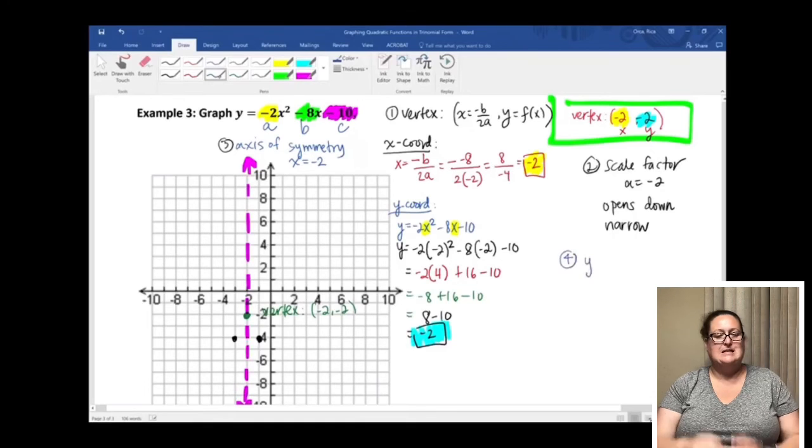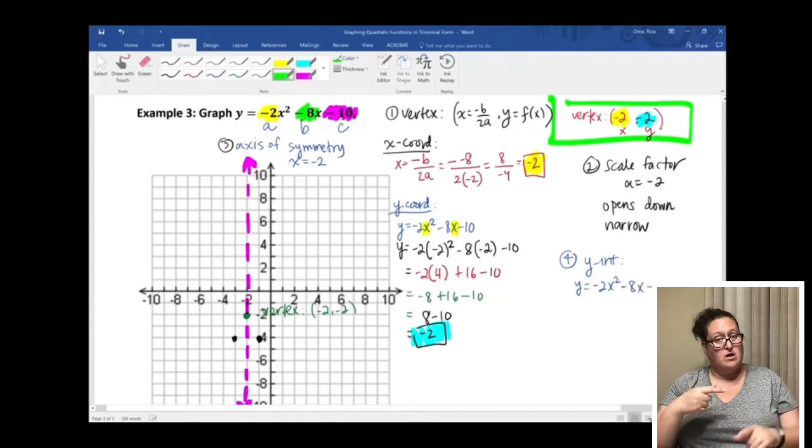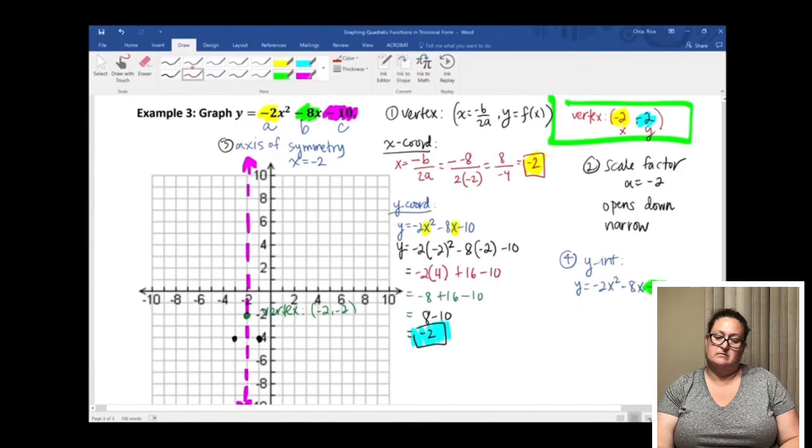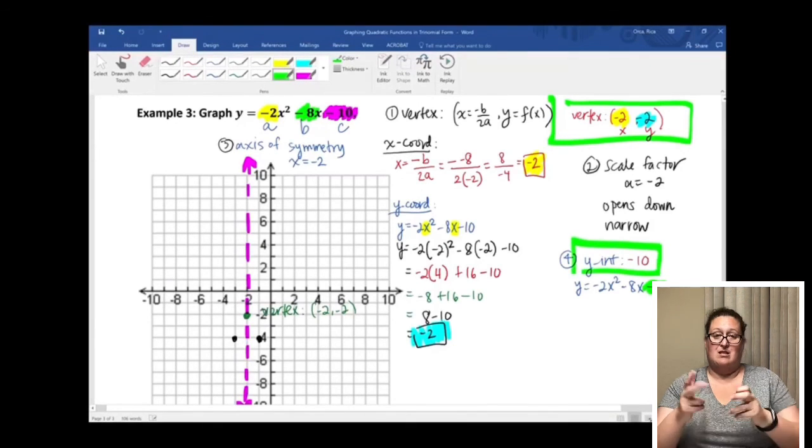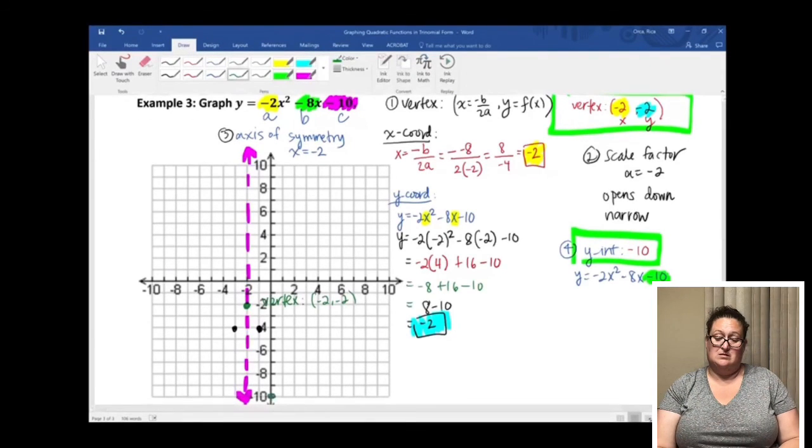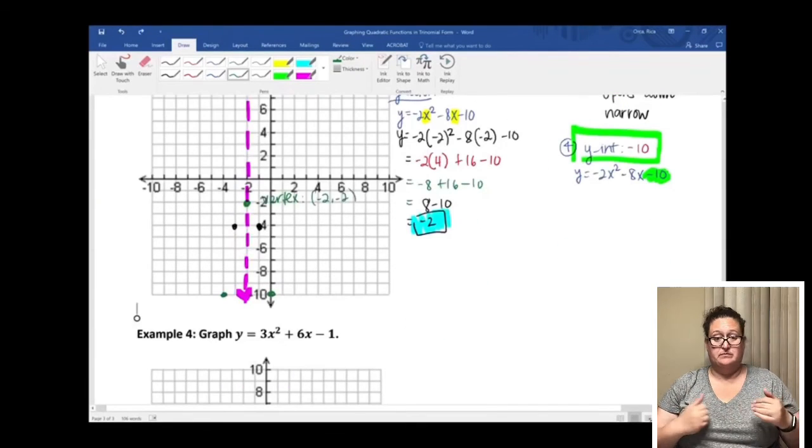Step 4 is identifying the y-intercept. So rewrite the problem. And identify the y-intercept. The y-intercept is just the c value. And that's negative 10. Let's plot it. And since our y-intercept is 2 units away from our axis of symmetry, we know that its reflection will also be 2 units away.